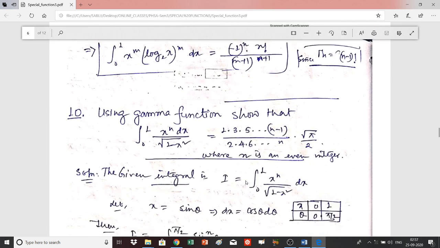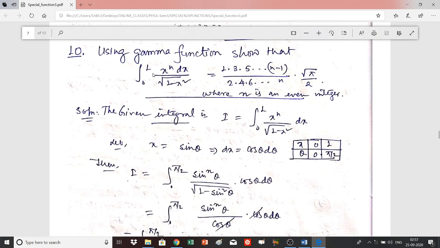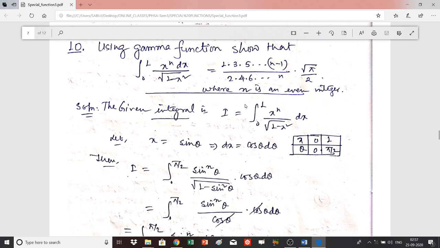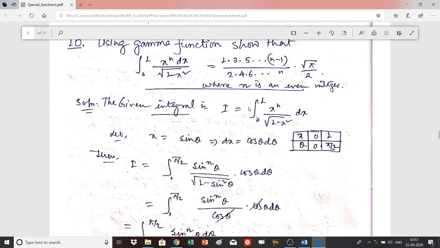Now another problem using the gamma function. Show that the integral from 0 to 1 of x to the power n times the square root of 1 minus x square dx is equal to (1·3·5 ... (n minus 1)) by (2·4·6 ... n) into root pi by 2, where n is an even integer. So write I is equal to the integral from 0 to 1 of x to the power n square root of 1 minus x square dx.